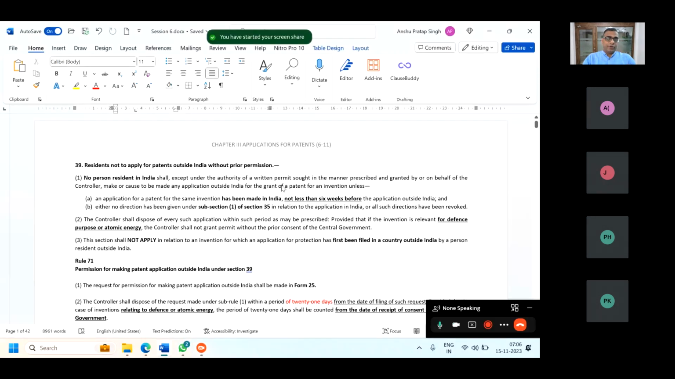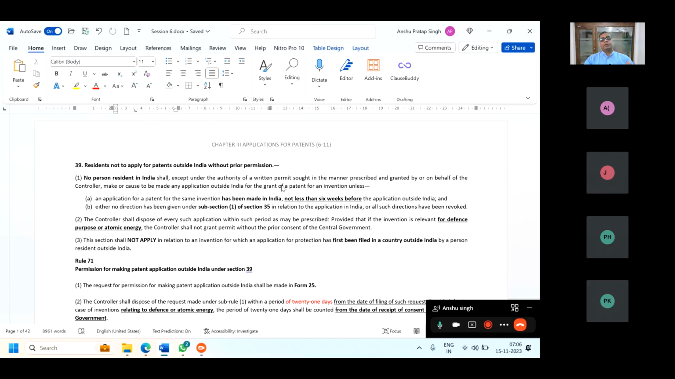So foreign filing license, section 39, is a foreign filing license provision, and its purpose is to ensure that if any invention is related to defense or atomic energy, a secrecy direction is issued or not, or whether it should be given permission to be filed in a foreign jurisdiction or not.